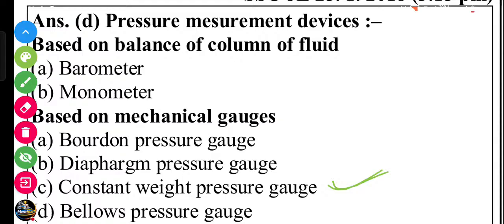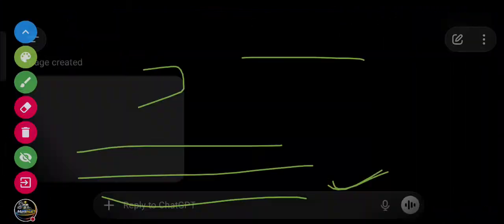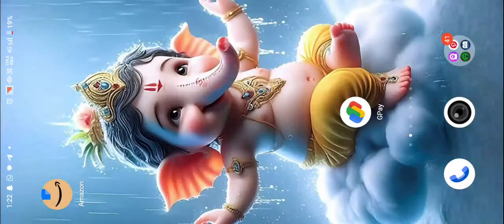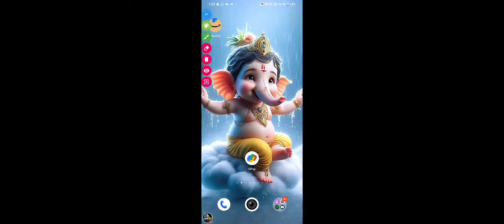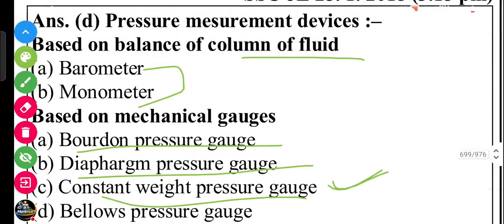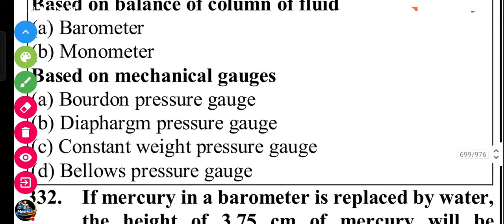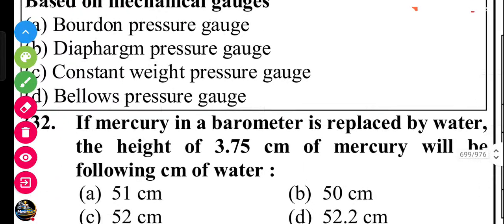Pressure measurement devices: the balance of the column of the liquid, the barometer and the manometer, based on the mechanical gauge. Bourdon pressure gauges, diaphragm pressure gauges, constant vent pressure gauge, bellows gauges, and diaphragm gauges. Pirani gauges, McLeod gauges. This is based on the mechanical gauges.